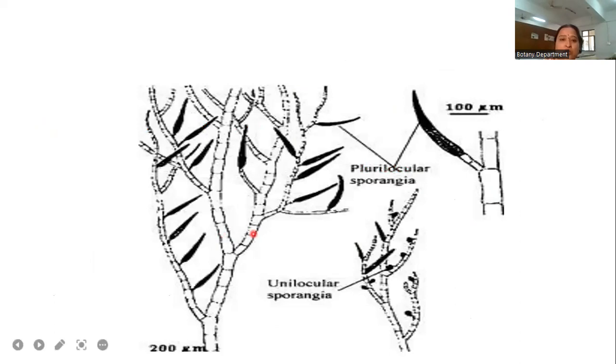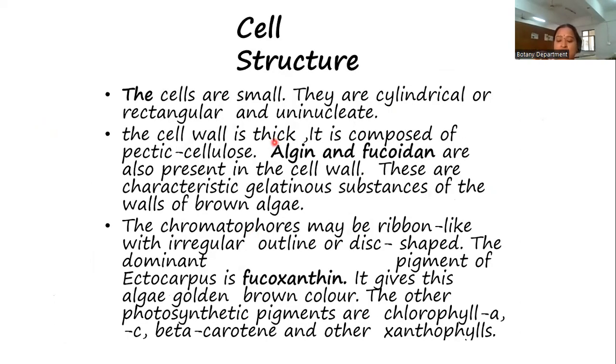Coming to the cell structure, each cell is rectangular and uninucleate, made up of a thick cell wall. You know what the cell wall is made of: alginic acids and fucinic acids. The cells are very small, cylindrical, rectangular, uninucleate. The cell wall is commonly composed of pectins or cellulose, but here you can observe that alginic acid and fucinic acids are present in the cell wall. This is the gelatinous substance of the wall in brown algae.